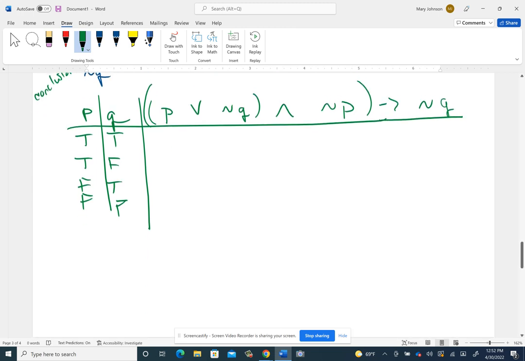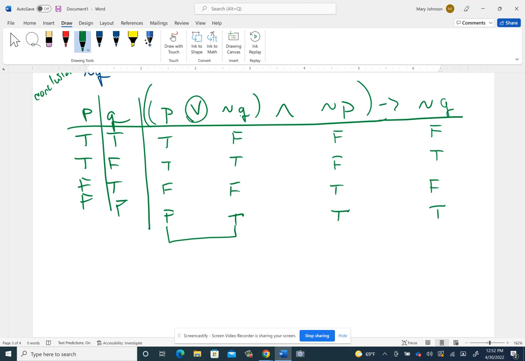Okay, so let's go ahead and do this one. So P is true, true, false, false. Not Q would be false, true, false, true. Okay, I'm going to go ahead and do the not P, which would be false, false, true, true. And the not Q again, which is false, true, false, true. But then order of operations comes into play. So now I'm going to do the or using these two. So or can be just one of them has to be true. So that's what I would get there.